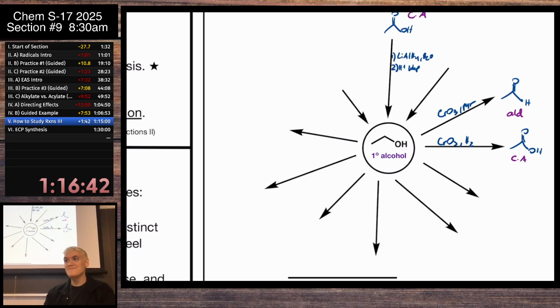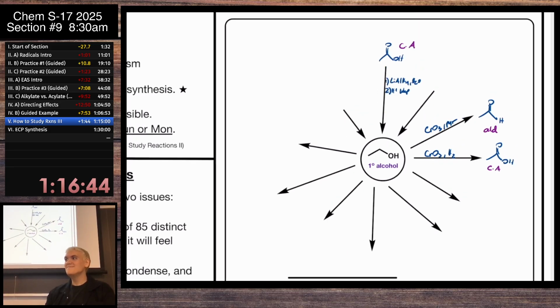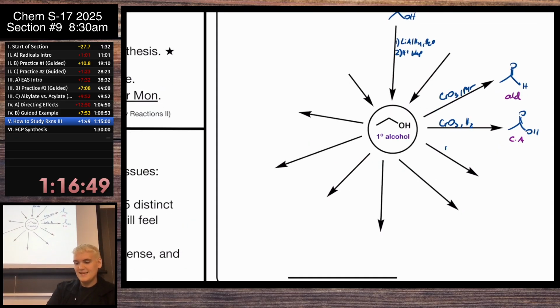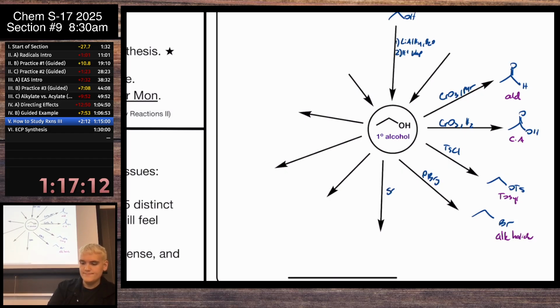Anything with an alcohol. Turn into a leaving group. So what are ways that we can do that? TsCl. So OTs. Then what about turning into a bromine? Alright, SN2. Yeah, but what's the reagent? PBr3, yes. Cool. And now it's an alkyl halide. There was also SOCl2, right? Exactly, and that turns it into a chlorine. So this is also an alkyl halide. What else?